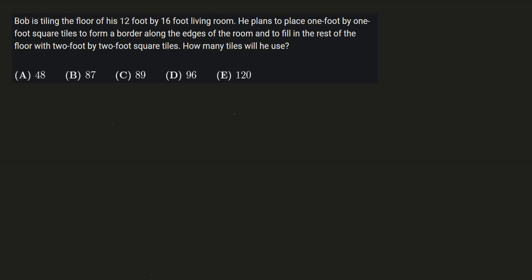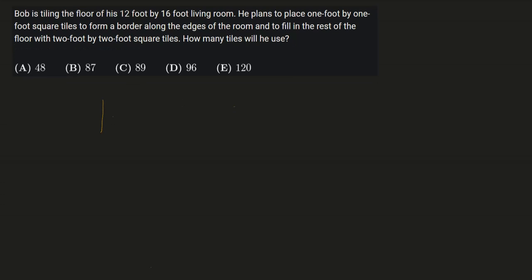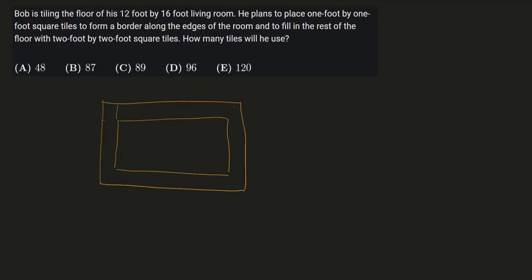Good. To analyze this problem, the easiest way would be to draw a small diagram. So Bob has a 12 by 16 floor, right? So let's draw the floor. What he plans to do is to use smaller squares to form a border. And the dimension of smaller squares is 1 by 1. It will be something like this. You use smaller squares, and so on and so forth, all the way to here.